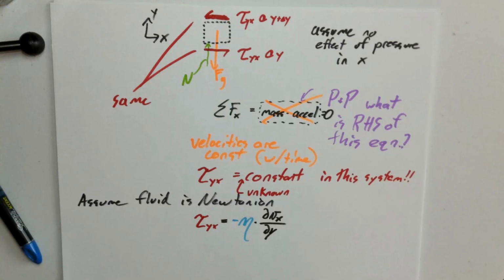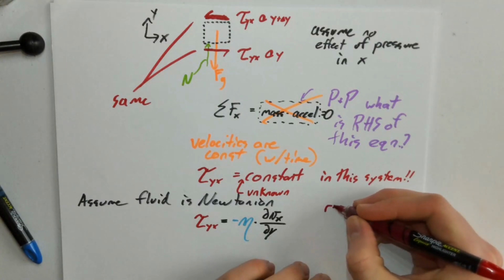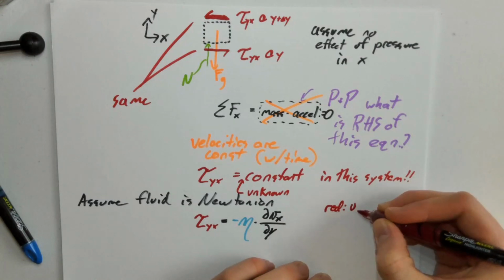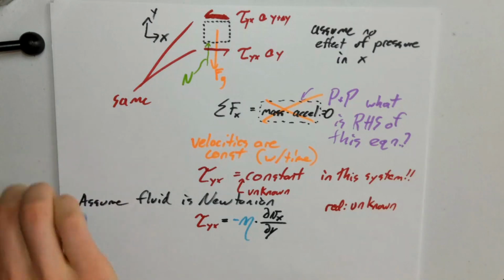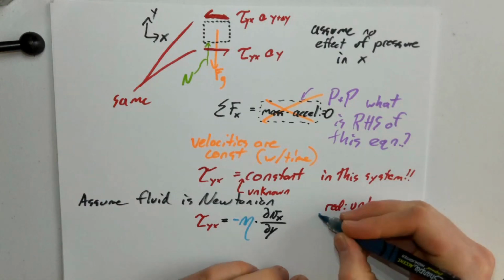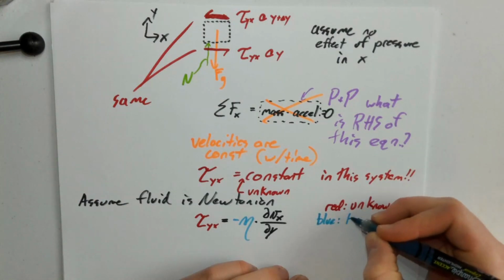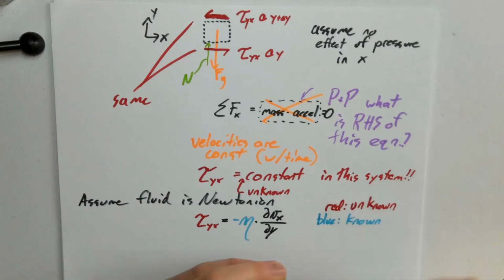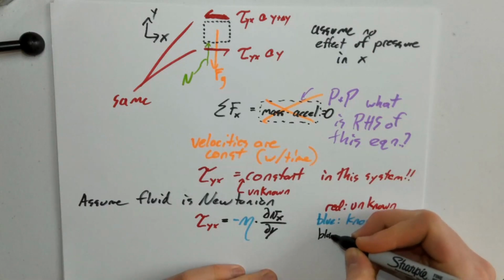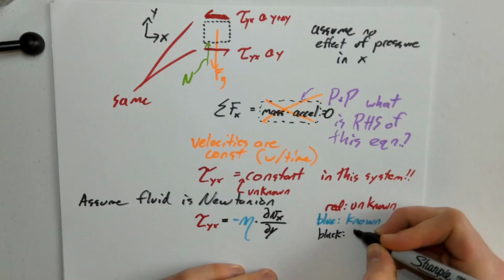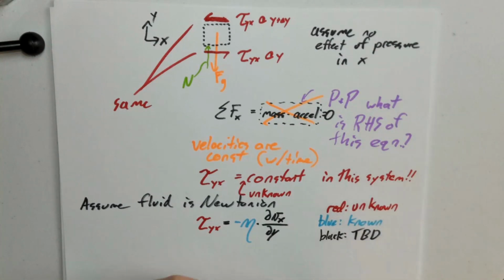So just a quick reminder for this problem, red is going to be things that are unknown, and blue are going to be known or given constants. And black is going to be stuff that we haven't quite worked out yet, things that are to be determined, for example, what this velocity profile is.